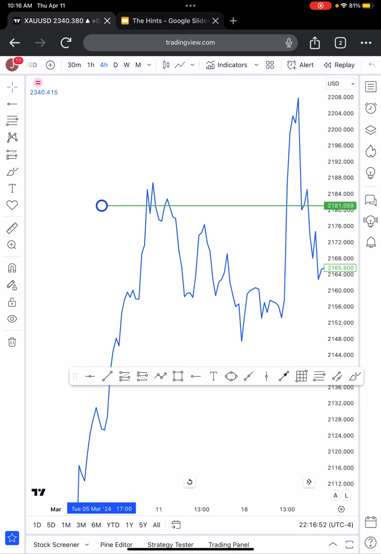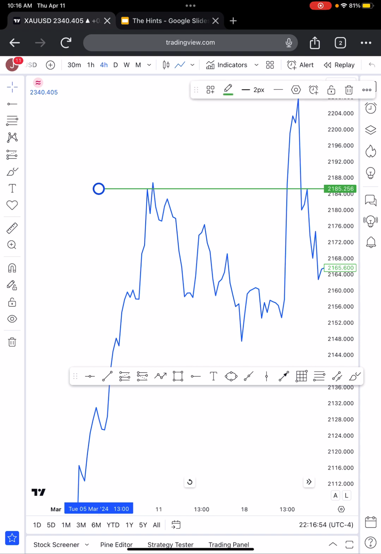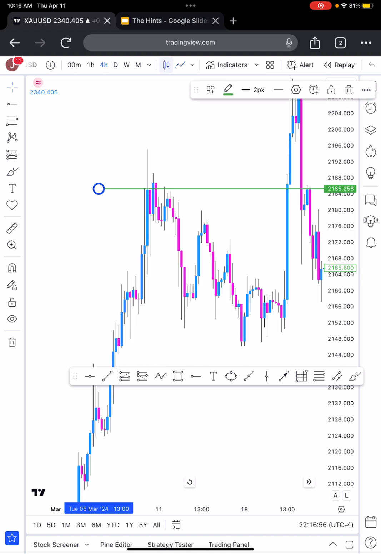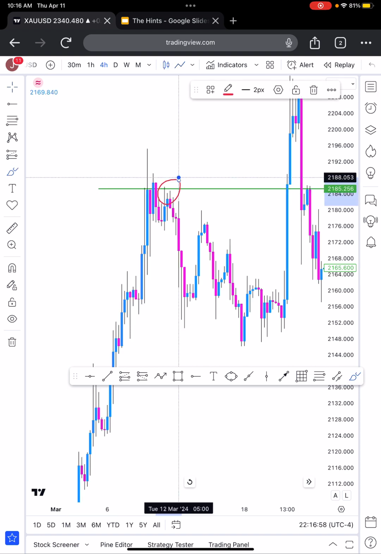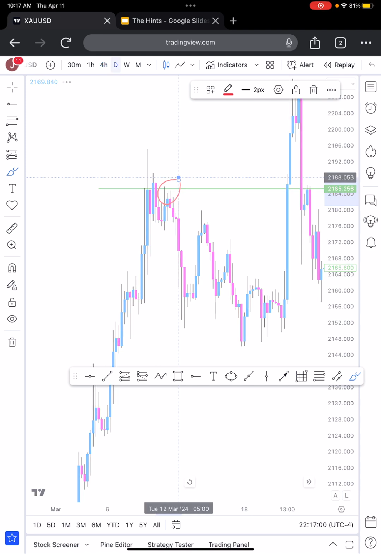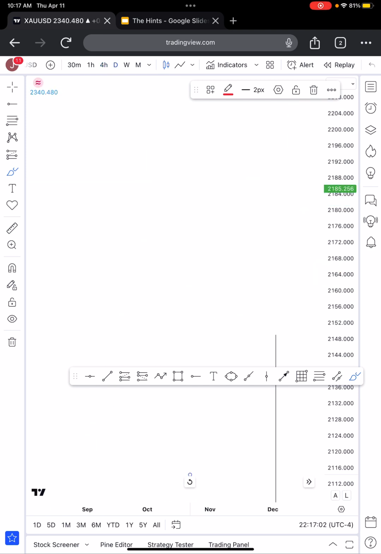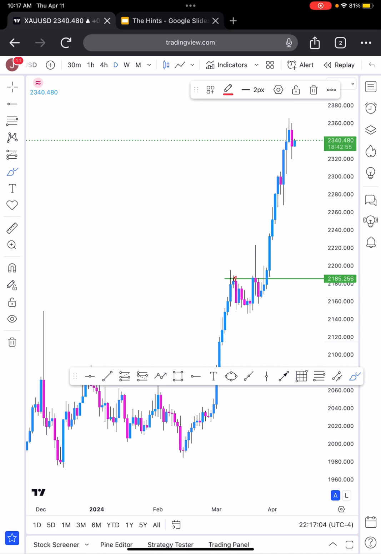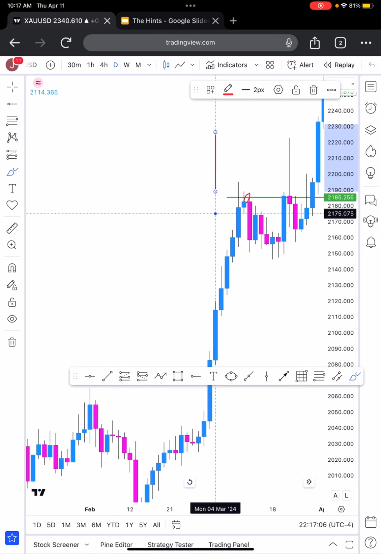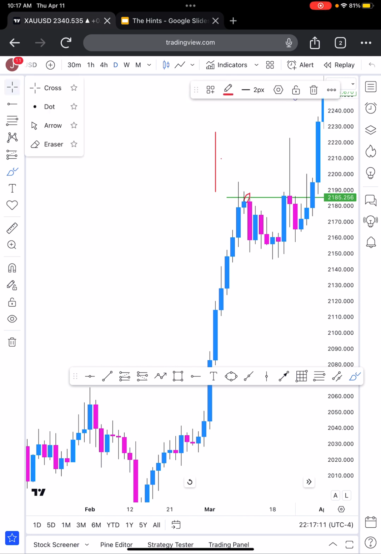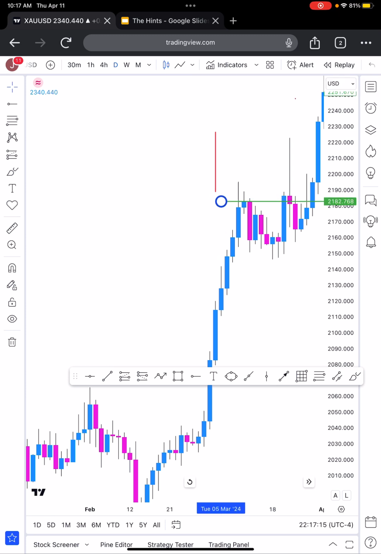Let me just mark this over here. This is a head and shoulders pattern. I know I showed it in a previous example, but you can see here, price respected it. And then if we go to the daily time frame, what level was that? Let's see. Yeah, okay, so that was this level up here. Yeah, so this level right here, right?